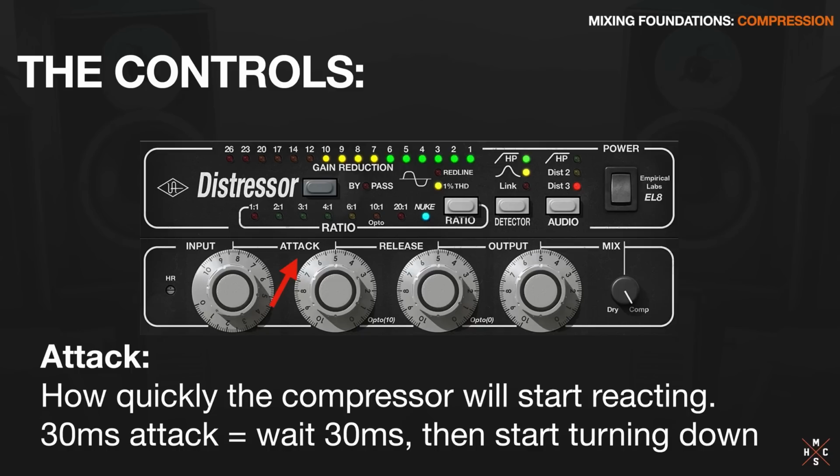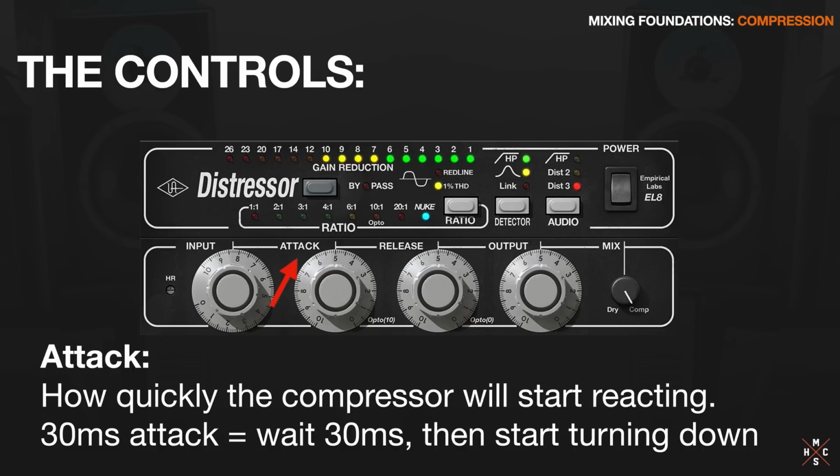So a fast attack grabs the signal very quickly, so that means it's going to reduce transients, right? Because it's going to kick in right away. Whereas a slower attack is going to allow more of the transient through before it clamps down. And here's where we really start getting into the magic and the power of compression.